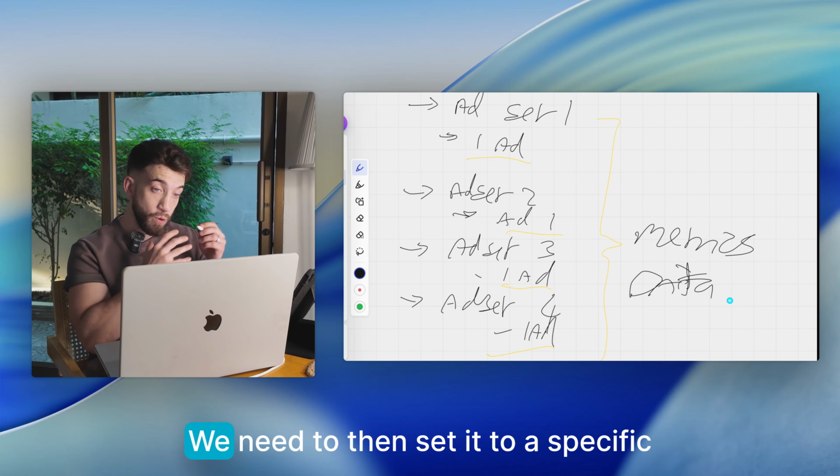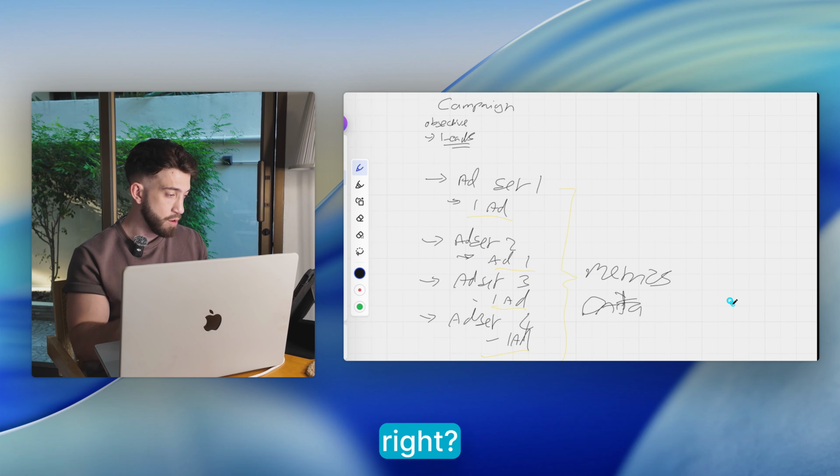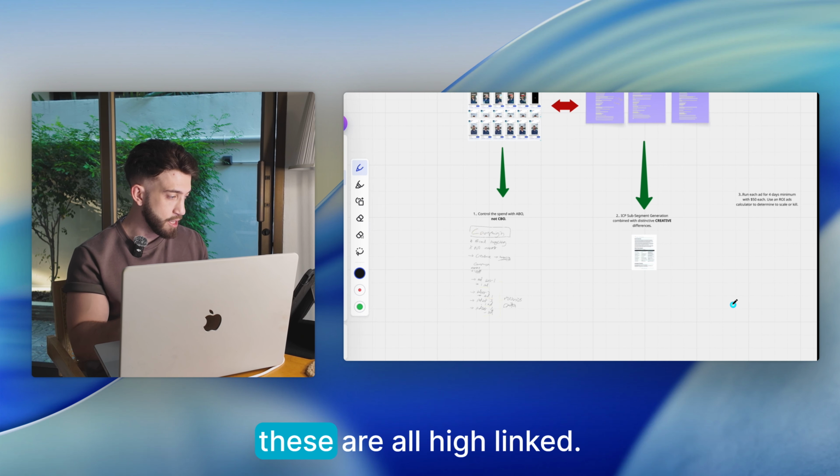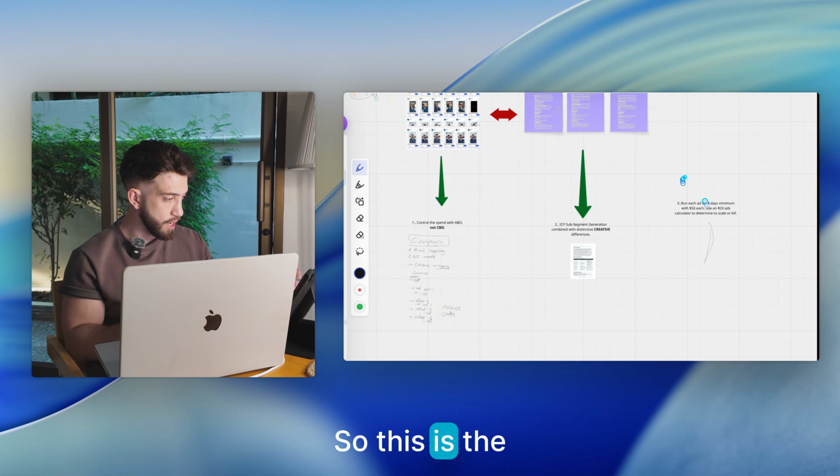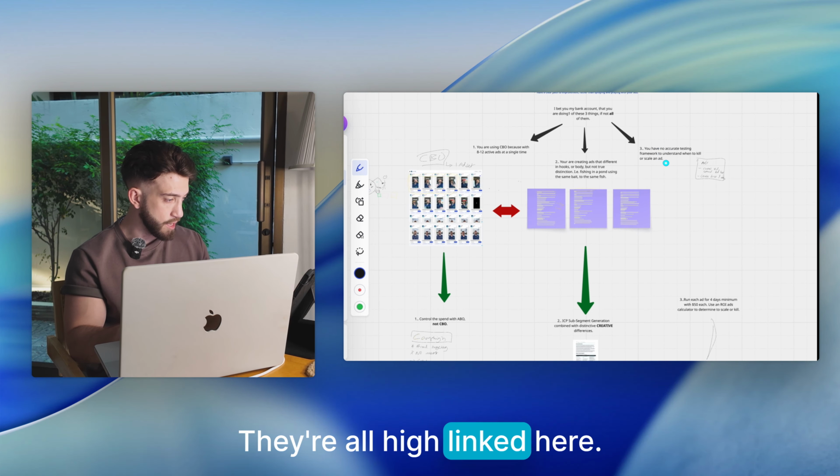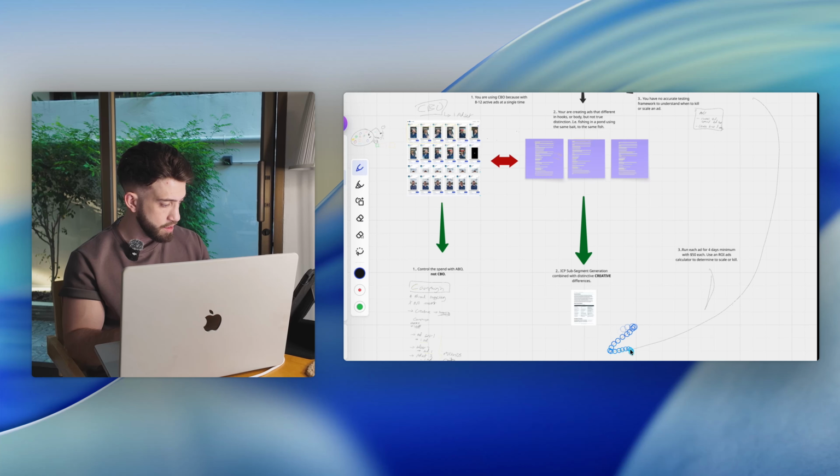Where we then set it to a specific runtime, right, and this links up to here. These are all kind of linked. So this is the framework, right? They're all kind of linked here. So let's bring this around.